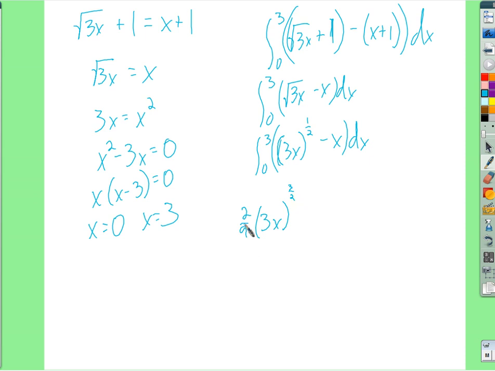Times 2/9, that's going to be 1/3 times 3x to the 1/2. Okay, so that's the derivative of the outside function. I'm going to multiply by the inside. The derivative of the inside is 3. 3 times 1/3 is 1, and all we have left is 3x to the 1/2.